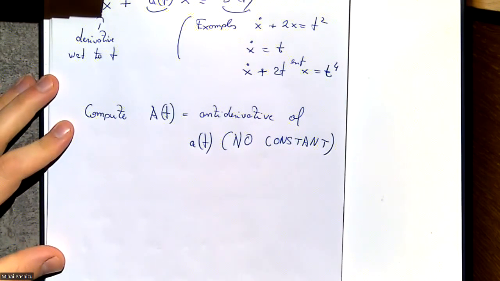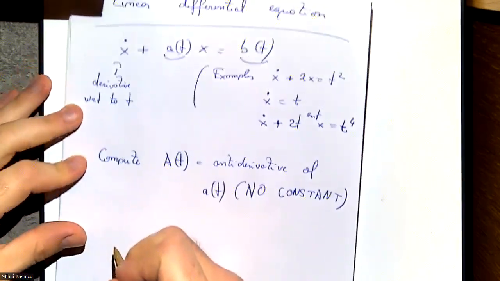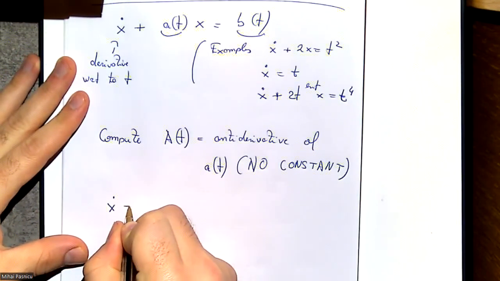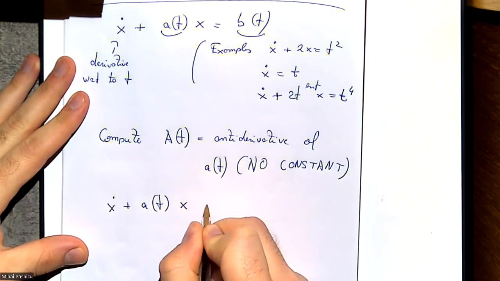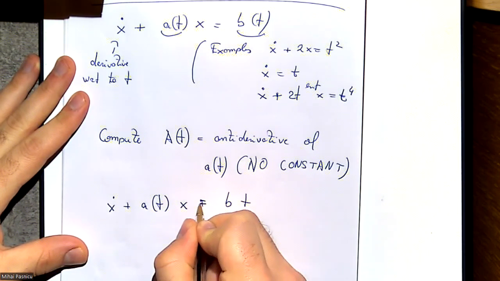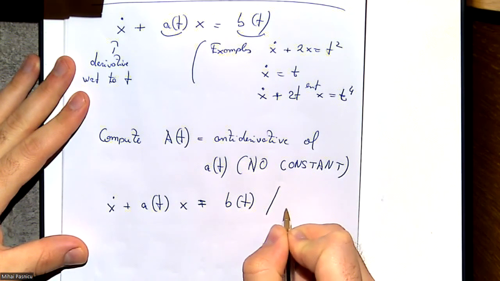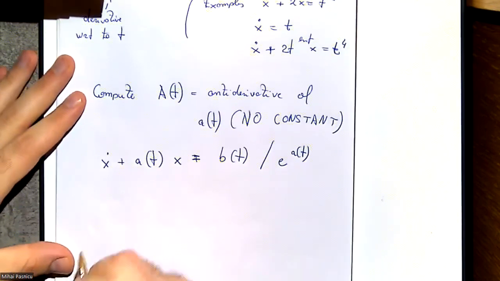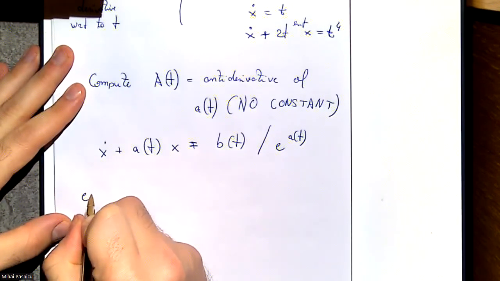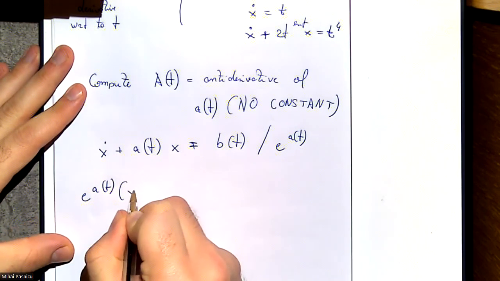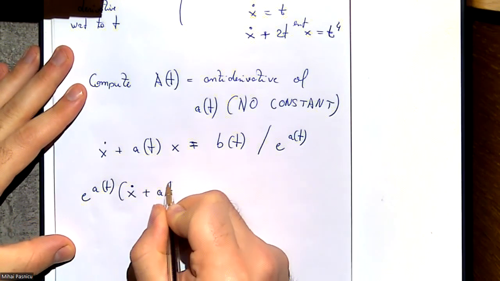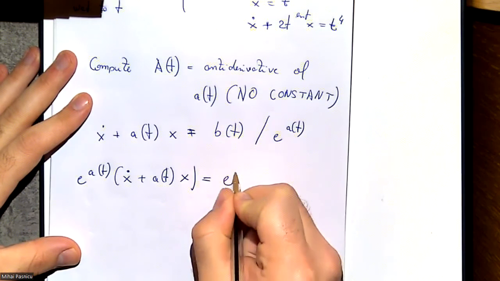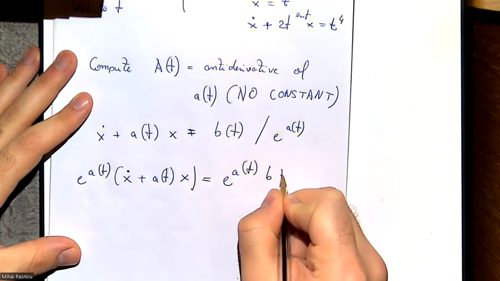The way everyone solves this is to take the equation x dot plus a(t) x is equal to b(t), and multiply it by e to the A of t. Okay? And you get the following: e to the A(t) times x dot plus a(t) x is equal to e to the A(t) times b(t).